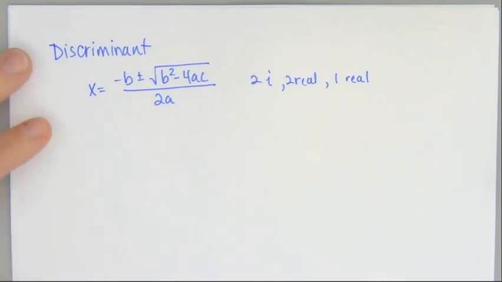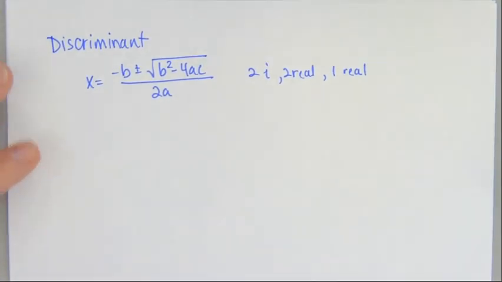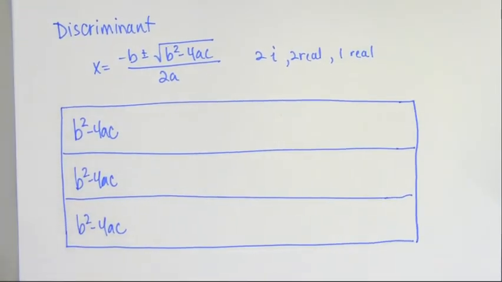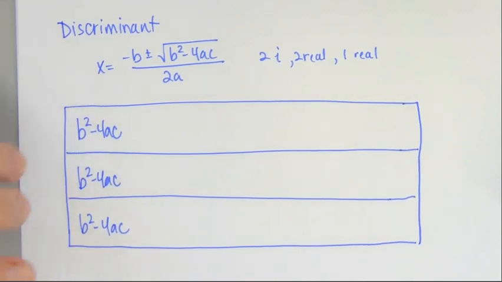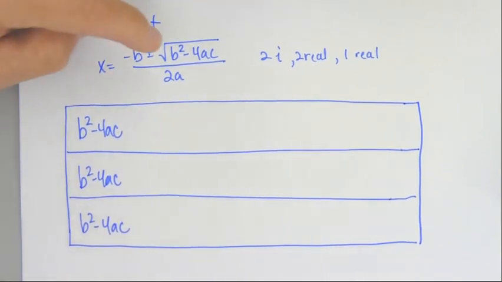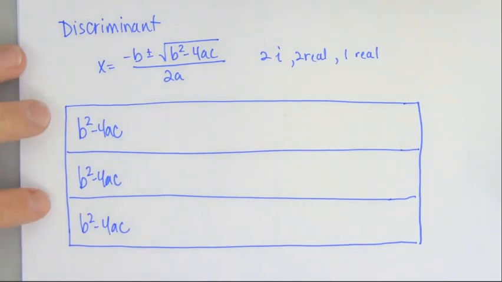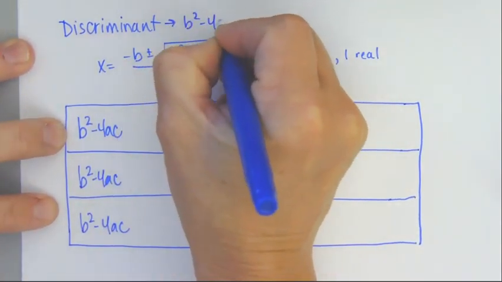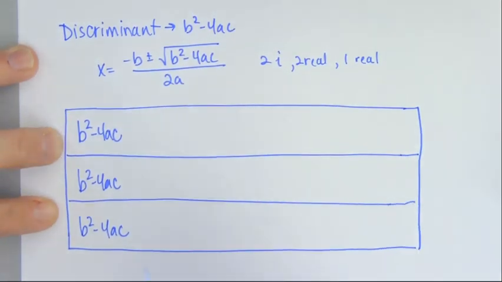So let's go ahead and look at a chart that explains this. All right, so there's my chart. If you want to push pause and make something like this, or wait and look and then pause it to copy it. So I wrote b squared minus 4ac 3 times. That's just the stuff under the radical. Remember, the discriminant is just b squared minus 4ac, the stuff under the radical.